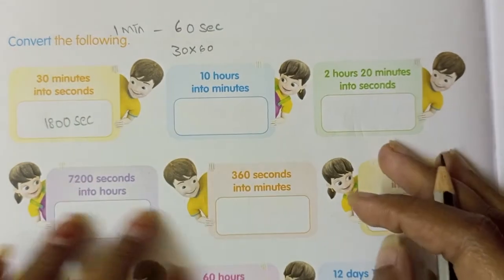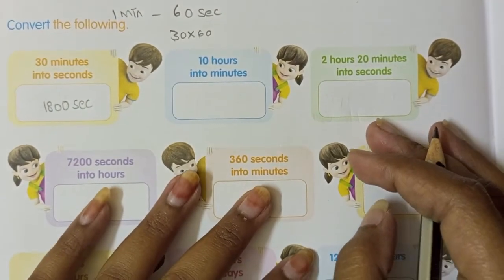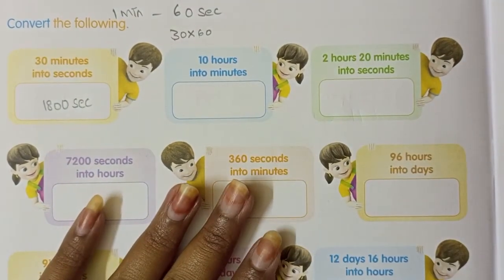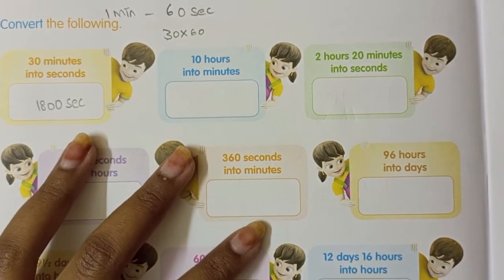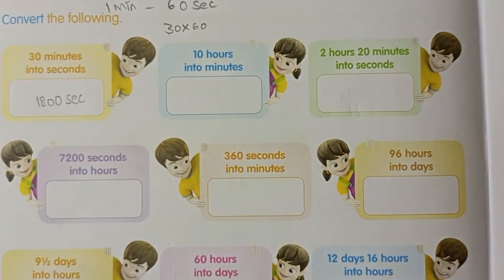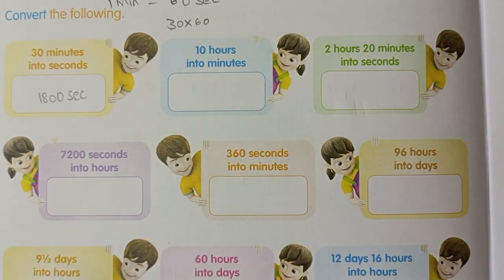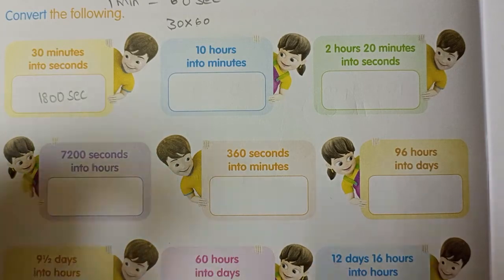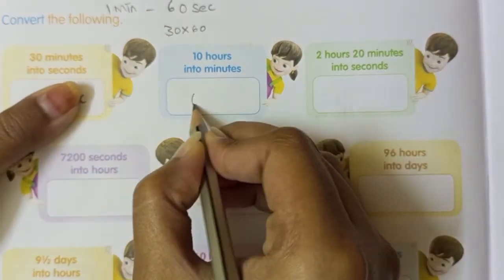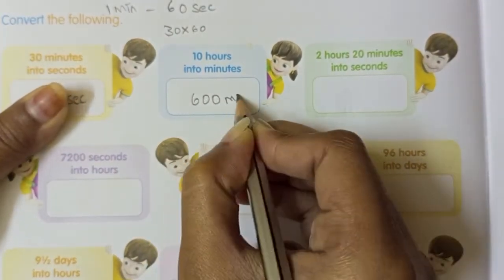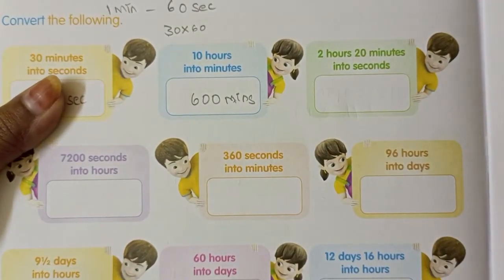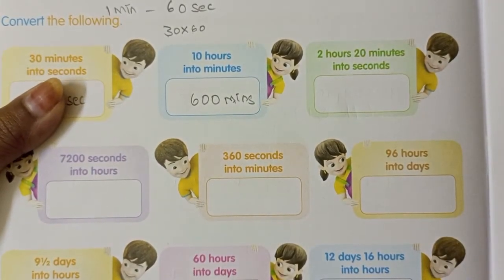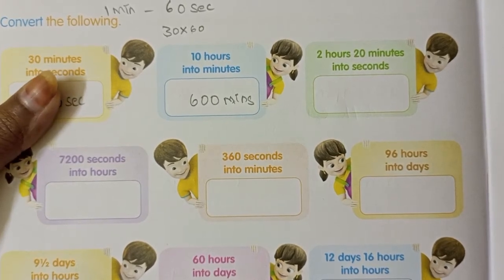10 hours into minutes. For each hour, it has 60 minutes. So 10 into 60 is 600. So 600 minutes will be there in 10 hours. How many hours have 600 minutes? 10 hours have 600 minutes.